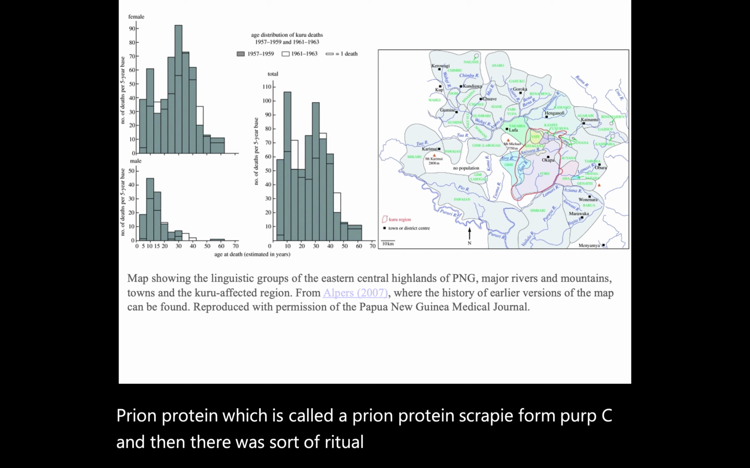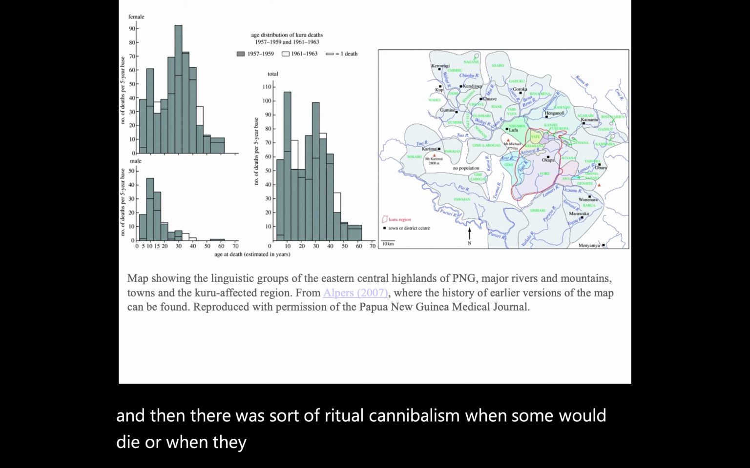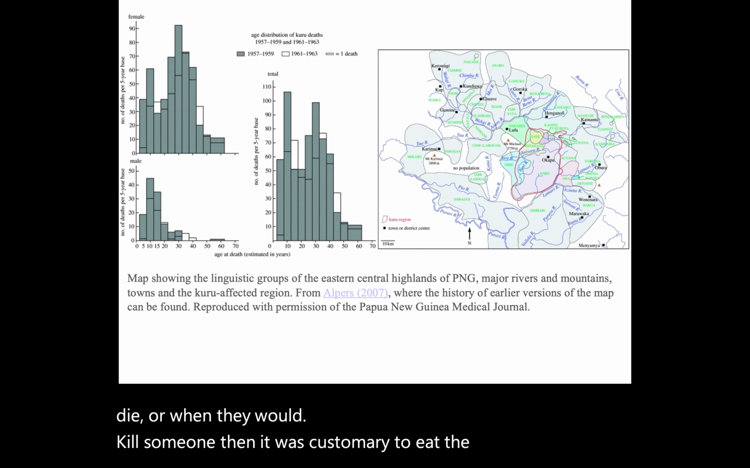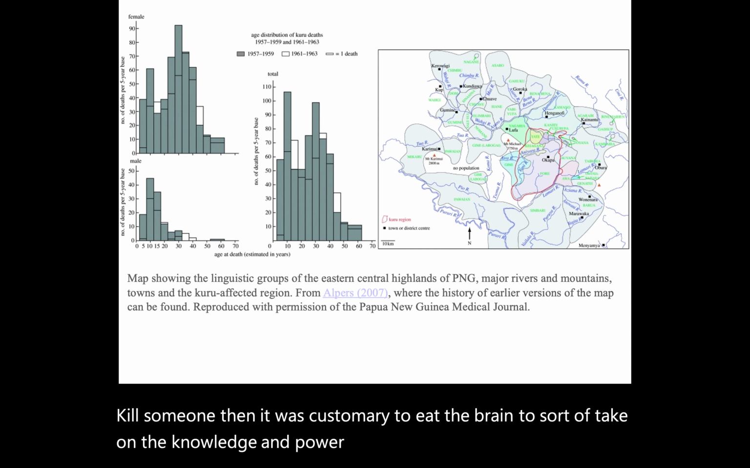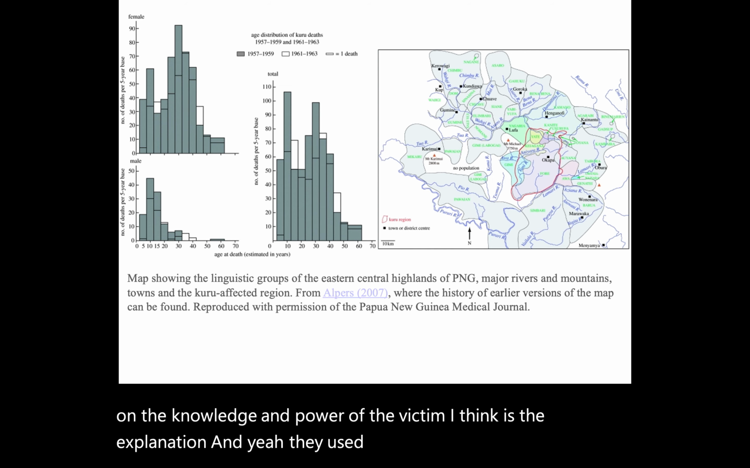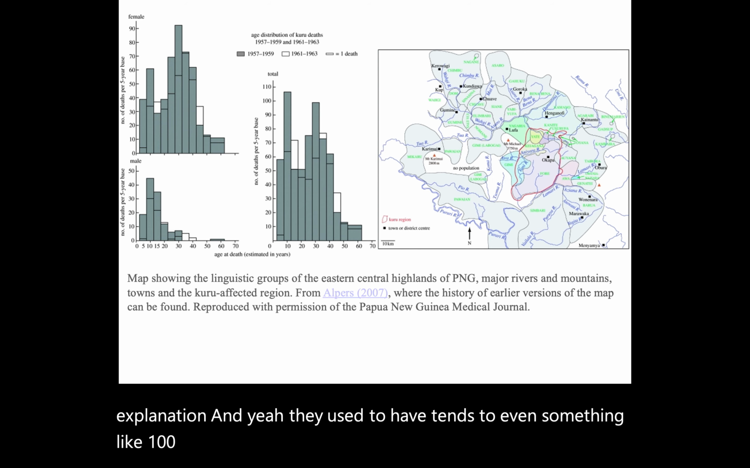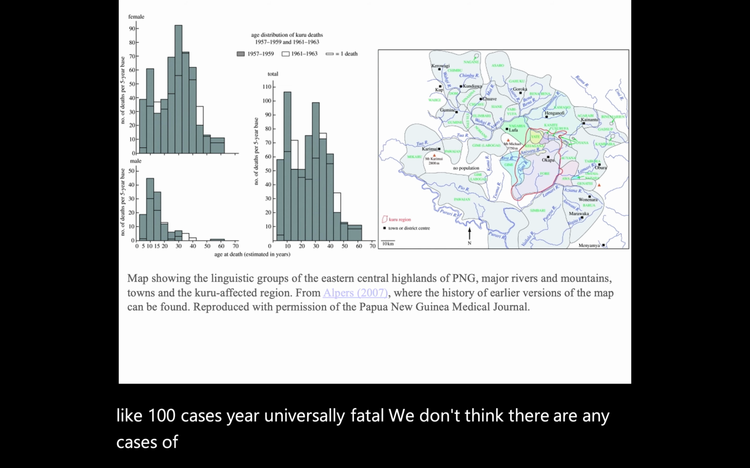When someone would die or when they would kill someone, then it was customary to eat the brain to sort of take on the knowledge and power of the victim, I think is the explanation. And yeah, they used to have tens to even something like 100 cases a year. Universally fatal. We don't think there are any cases of this where the person didn't die. But yeah, definitely don't eat brains, kids.